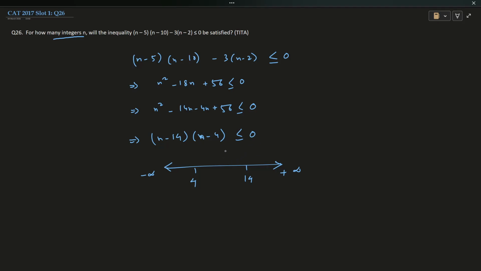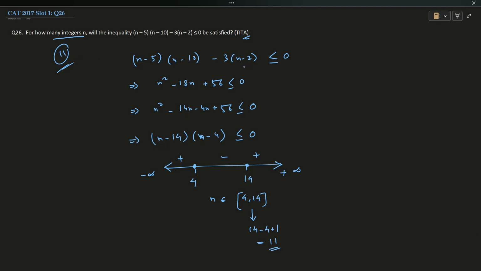All right guys, so plus minus plus. I need less than or equal to 0, that means I will have to consider the roots as well. That means n belongs to 4 to 14, closed bracket, and how many integers are here? 14 minus 4 plus 1, so 11. This was a typo in the answer. Okay, so the correct answer will be 11.